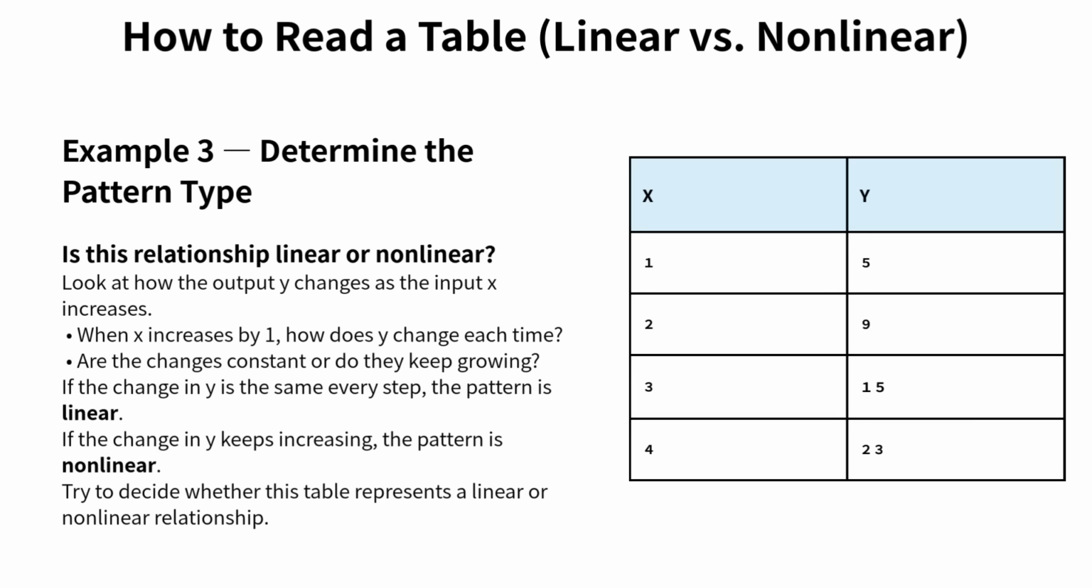Now let's practice identifying whether a table shows a linear or nonlinear relationship. Look at the values in this table. As x increases from 1 to 4, pay close attention to how y changes each time. When x goes from 1 to 2, y increases from 5 to 9, that's an increase of 4. When x goes from 2 to 3, y increases from 9 to 15, this time the increase is 6. And when x goes from 3 to 4, y increases from 15 to 23, now the increase is 8. Notice what's happening. The change in y keeps getting larger each step. It's not staying constant. If the change in y were the same every time, the pattern would be linear. But here, the differences are growing, 4, then 6, then 8, which means this pattern is nonlinear.